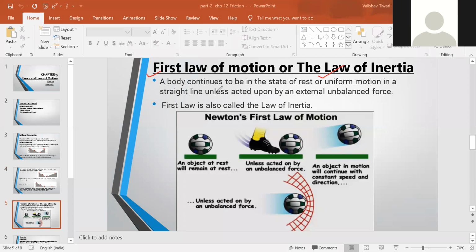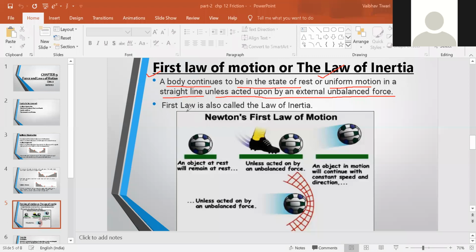The statement is: a body continues to be in a state of rest or uniform motion. Means if a body is at rest, the body will try to stay at rest, or if a body is in uniform motion, the body will remain in uniform motion. If a body is moving, it will keep moving in a straight line, unless acted upon by an external unbalanced force. Okay, means what?